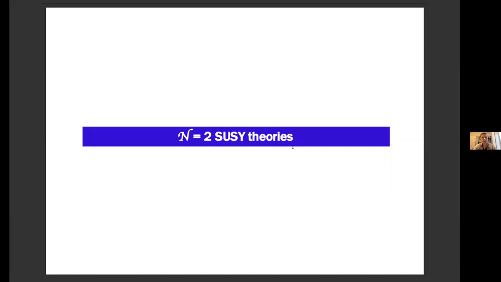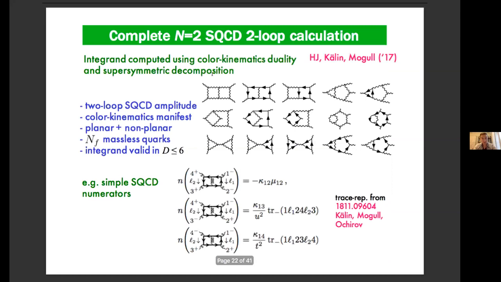So first of all, let's look at the gauge theory. Let me just point out, in order to do the gravity calculation, we need to first do the gauge theory calculations. Here I'm just flashing in front of you a calculation that we did a couple of years ago, where we computed the n equals 2 super QCD two-loop calculation. It was done at four-point level, but including planar and non-planar, with any number of hypers in the loop. The solid lines are the hypers. And I'm just flashing in front of you some of the numerators that we computed.